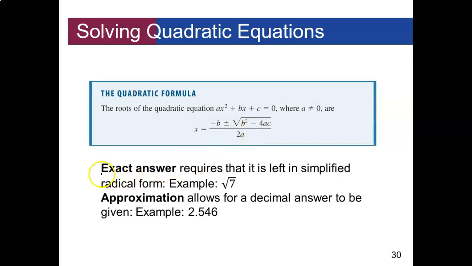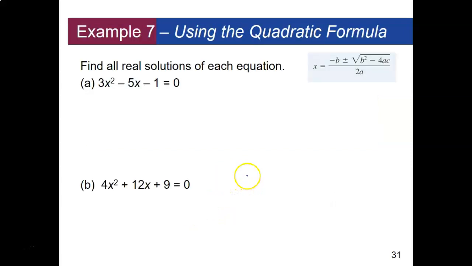So sometimes it's going to ask for an exact answer. An exact answer is going to require that it be left with the radical, because the radical is going to preserve all the decimal places, even for an irrational number where the decimals go on forever. It's going to preserve that just by keeping the radical there. If it asks for an approximation and tells you how many decimal places to round it to, then that's when you would actually put that in the calculator and get an answer and round it to the appropriate number of decimal places. But this would be an approximation. This would be an exact answer.